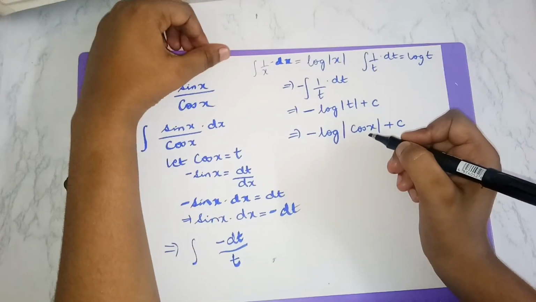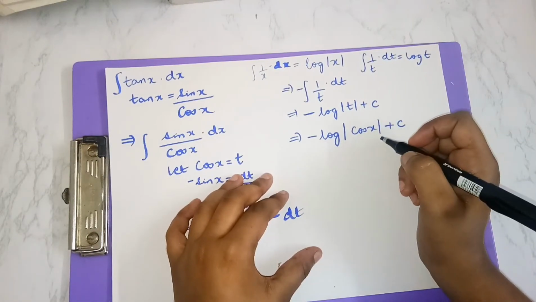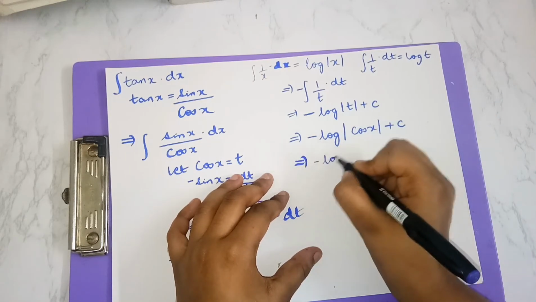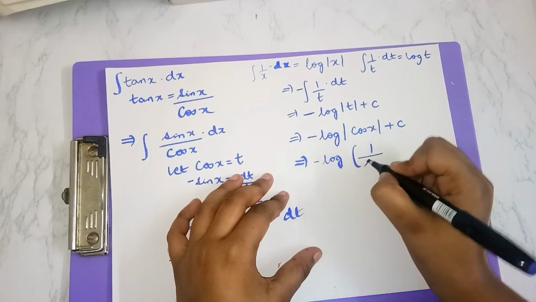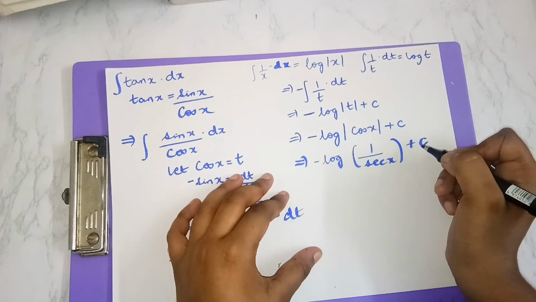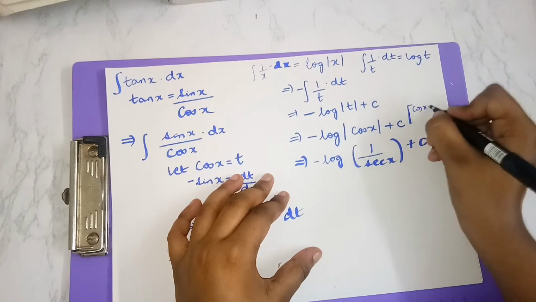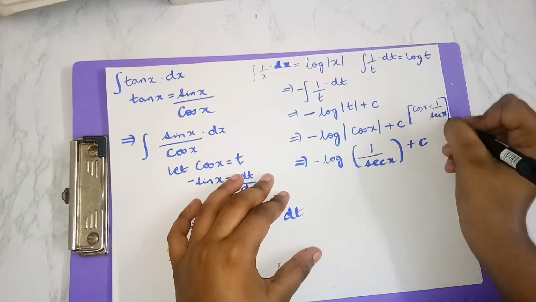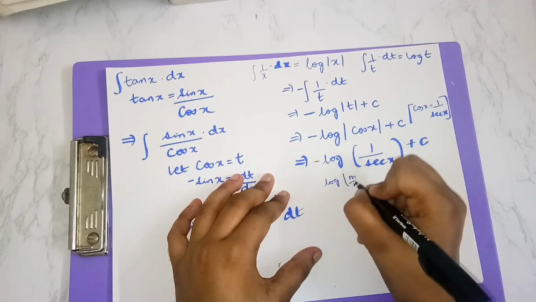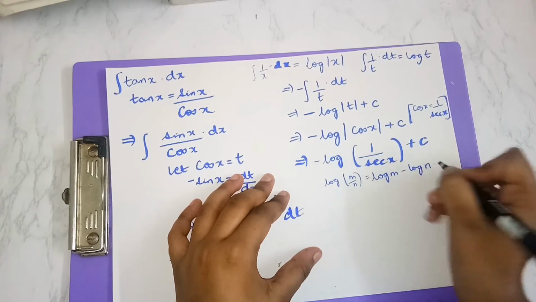Now the next step is to write cos x in the form of secant x. So we know that cos x is 1 by secant x. Substituting that, we get minus log of 1 divided by secant x plus c. Now using the properties of log, we know that log m by n can be written as log m minus log n.